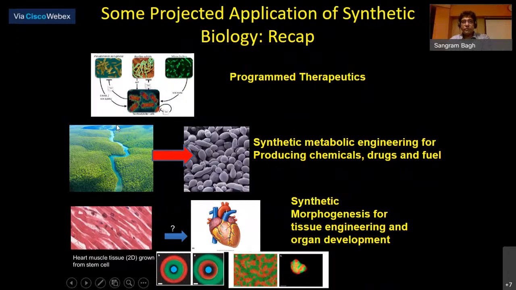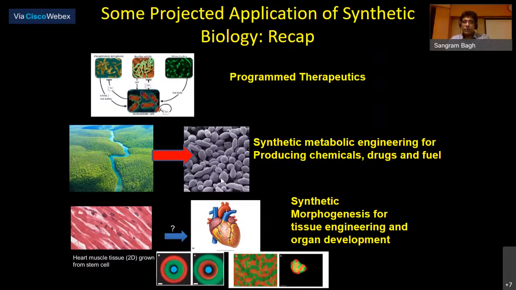We also saw some projected applications of synthetic biology, that is, how we are going to use this kind of biological computation. One area is definitely programmable therapeutics, where you can program your gut bacteria or a cell in such a way that it can sense physiological or disease states, and then it turns on and does something to mitigate that situation.